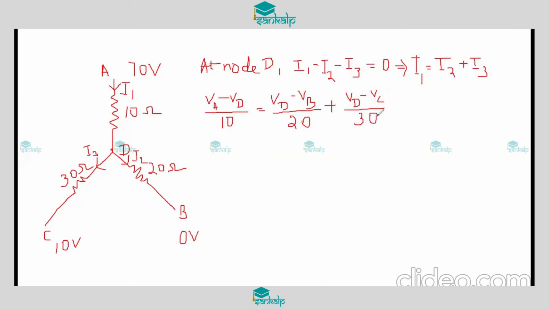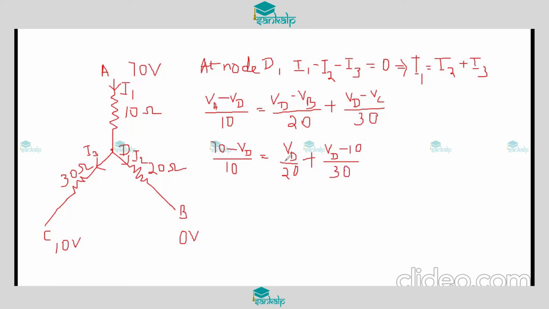VA is nothing but 70. So 70 minus VD divided by 10 is equal to VD minus VB, and VB is 0, so it is just VD divided by 20, plus VD, keep the VD as it is, minus VC, which is 10, the whole divided by 30.